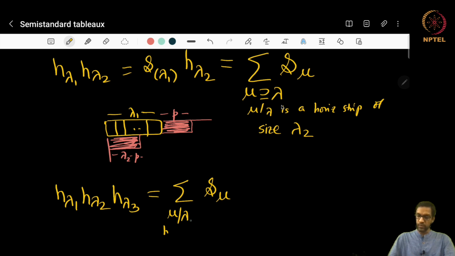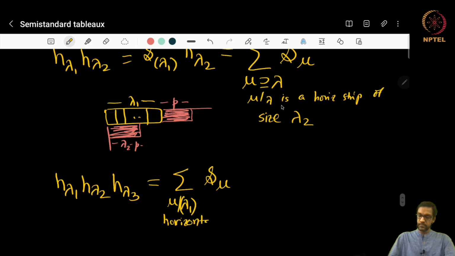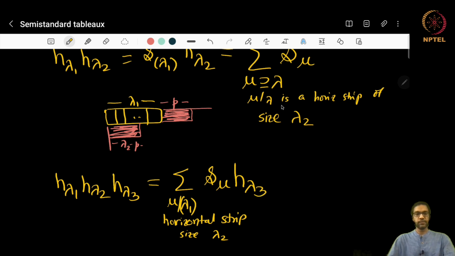So this is what mu minus the part lambda 1 is: a horizontal strip of size lambda 2. So that was everything that I got in the first step. To each of them, I need to multiply in h lambda 3. Okay, now what does that mean?